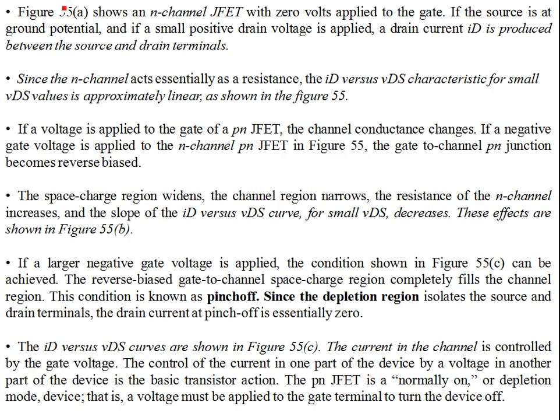So this is the description. Let's go over it quickly. Figure 5.5A shows an N-channel JFET with 0 volts applied at the gate. The source is at ground potential. A small positive drain voltage is applied, and the drain current is produced.